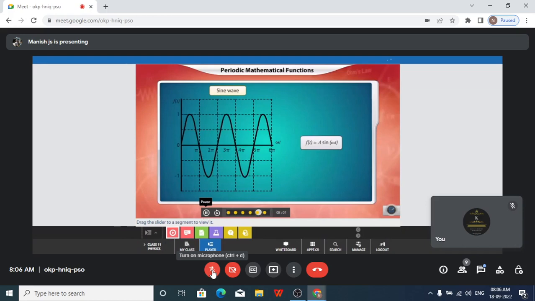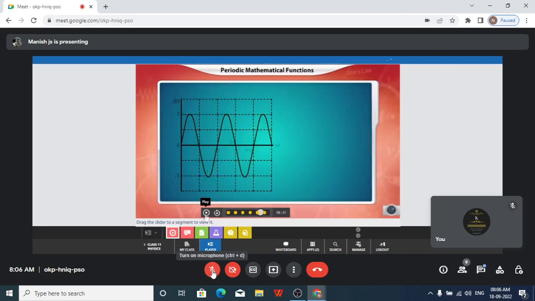Simplest periodic function is f of t is equal to A sin omega t. From the graph we can observe that the value of this function is the same if we increase the value of omega t by 2 pi. Hence, we can say that the function f of t is periodic. Its period T is 2 pi by omega.